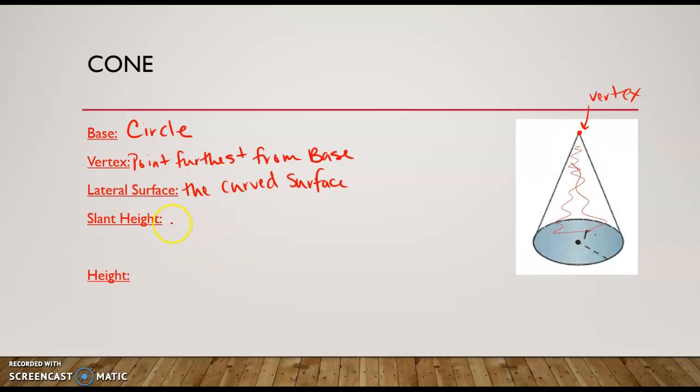Our slant height is the distance from the vertex to the base. So distance from vertex to the base. So in this case, that is this right here, vertex. Oops, not that I drew it straight, but that's our slant height.